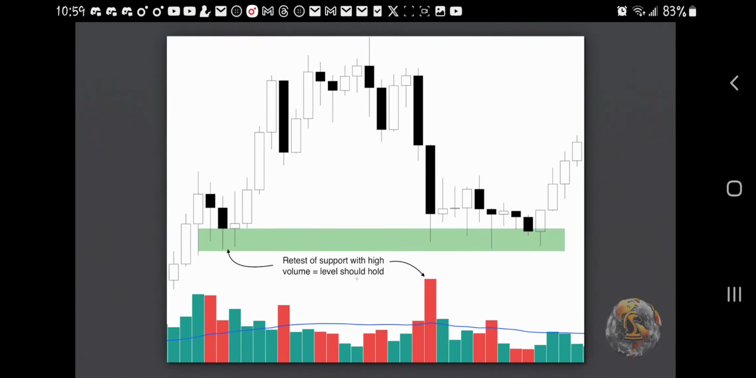So there are 3 real-world examples of how you can use volume analysis to trade better. Now let's get through to the next lesson.